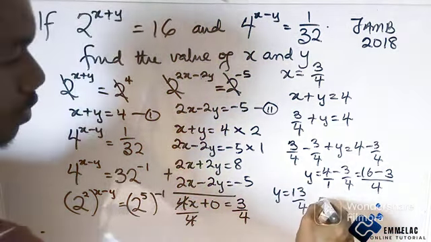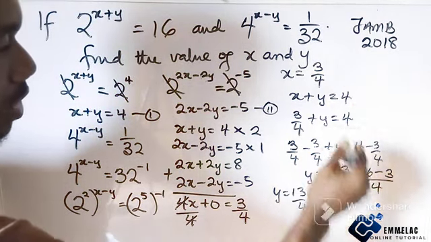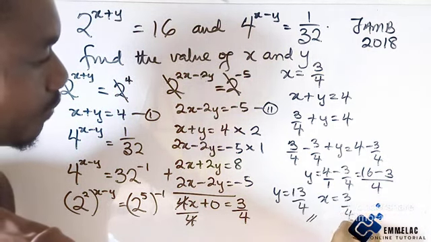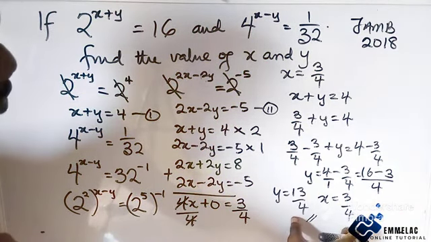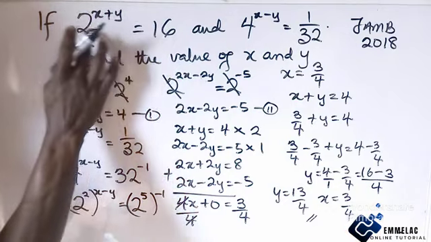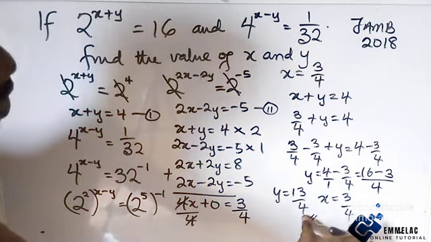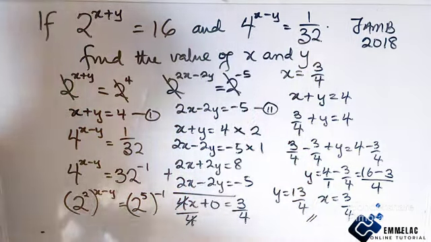So our x also equals 3 over 4. And if you substitute these two values into this, you will see it will give you 16. And when you substitute them into this also, it will give you 1 over 32.